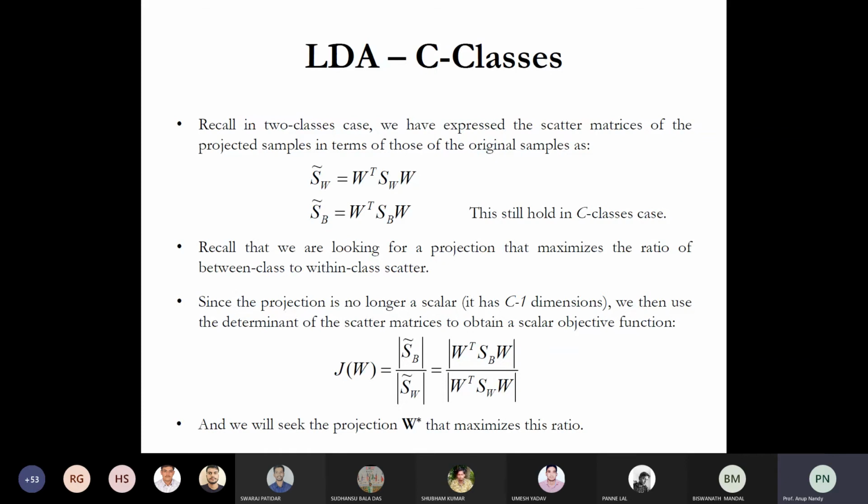It is W transpose SB W over W transpose SW W. So these are called the determinants. Please remember, whenever you are working in this C minus 1 dimension, the objective function to be considered for matrices needs the determinant.